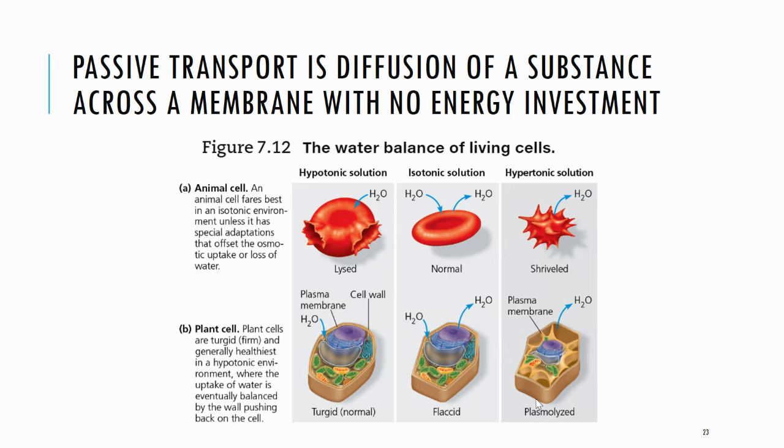So here is an example of an animal cell and a plant cell in those three solutions that we just described. So it's hypotonic. For animals, that's a bad thing because a cell can burst. For plant cells, that's a good thing. Normal, in and out at the same rate. And then the last one, in a hypertonic solution, shriveled, or in the case of the plant cell, pulled away from the cell wall, which is not good for plants or animals.